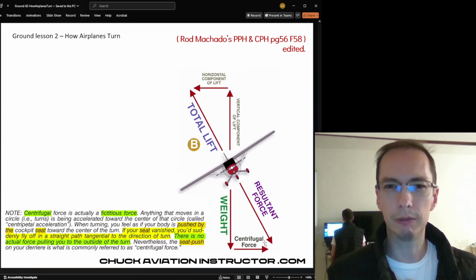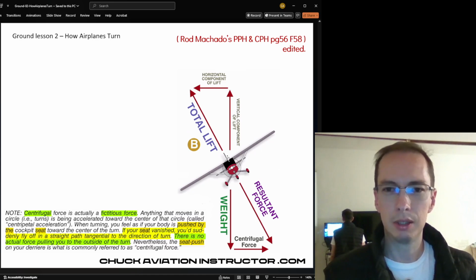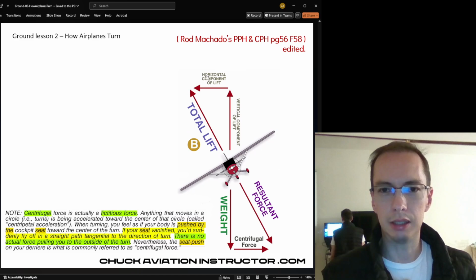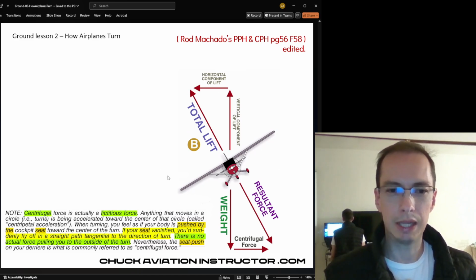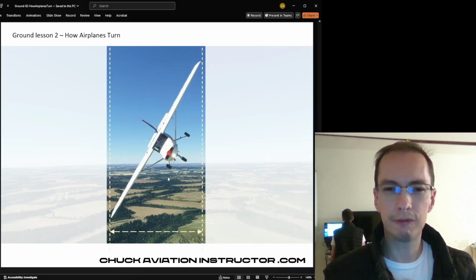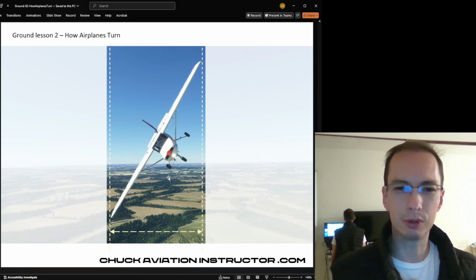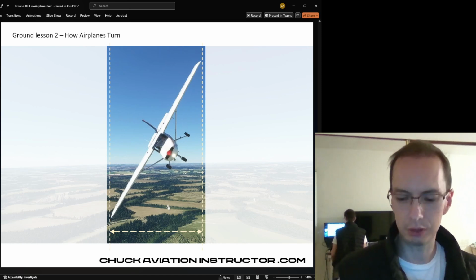There is no centrifugal force. There is a centripetal force. Centripetal is the lift pulling you into the turn. But let's not focus on the side forces. Let's focus on the vertical forces.